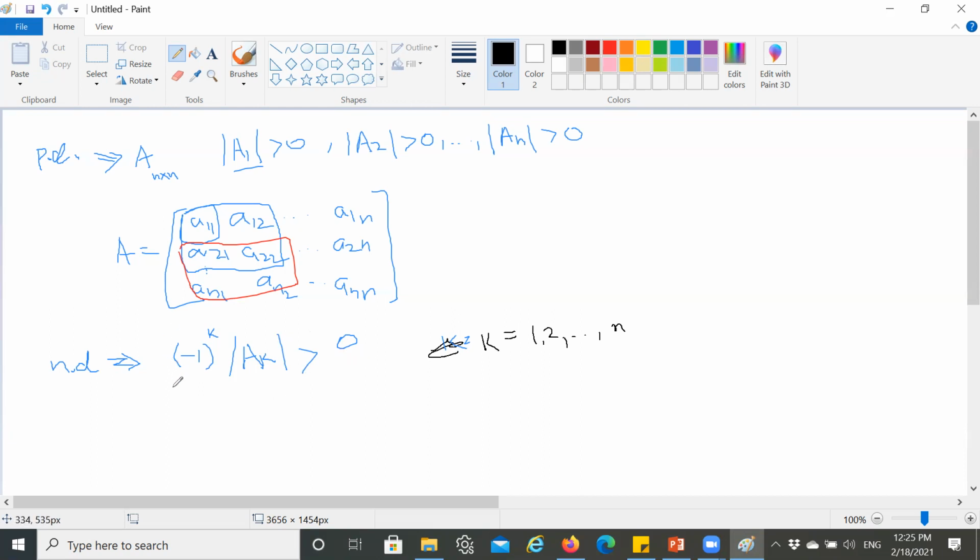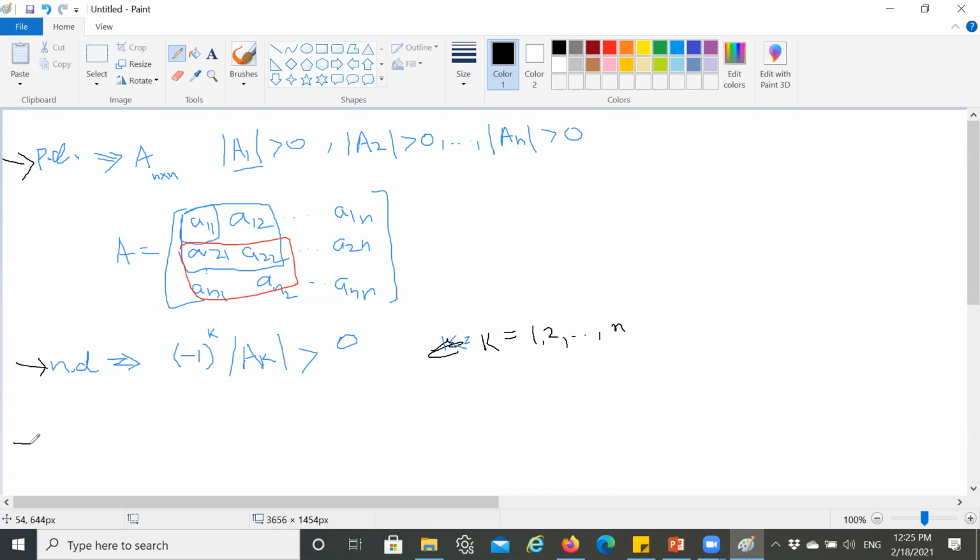So initially, remember, k is 1, so it should be minus the determinant of A1 greater than 0, okay? If it satisfies this for all k values, then it is negative definite. Is it clear, everyone? Please keep this in mind because this may be in your exam.